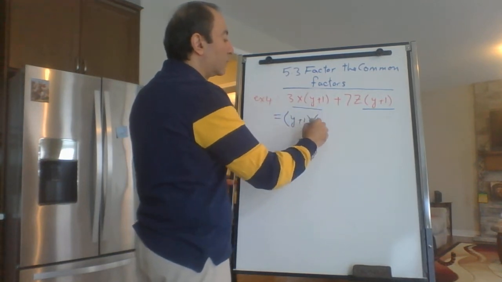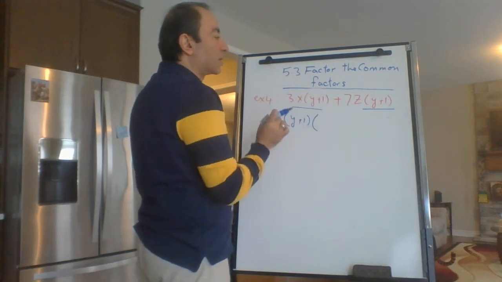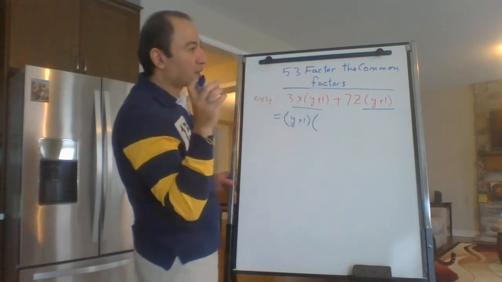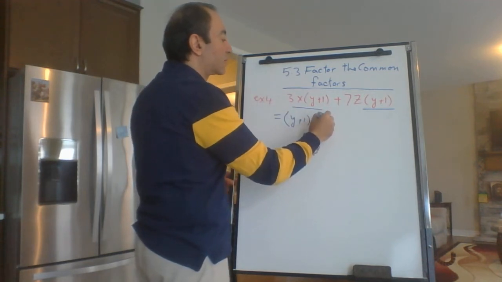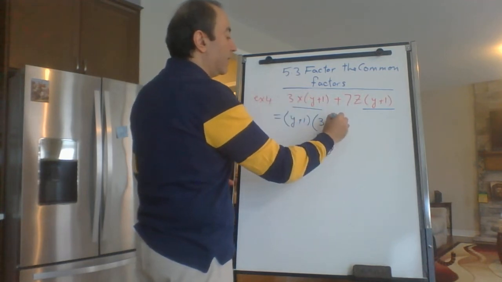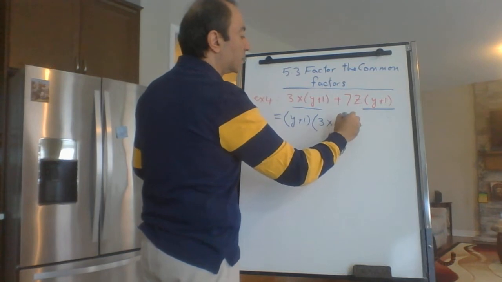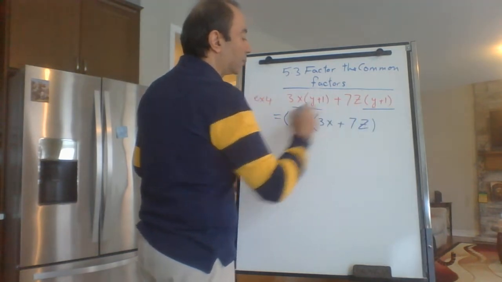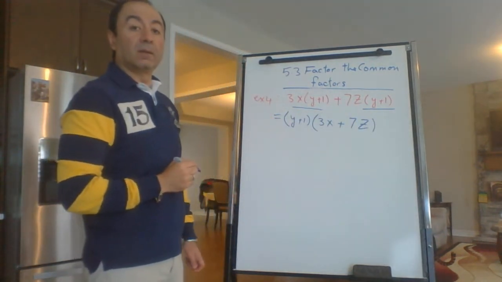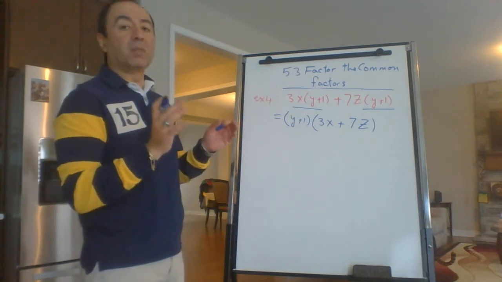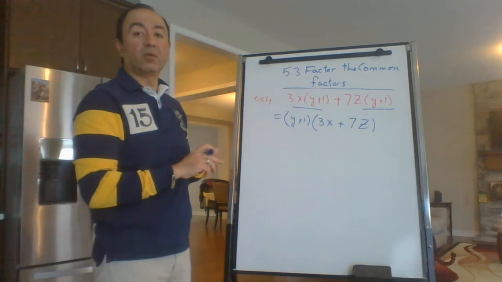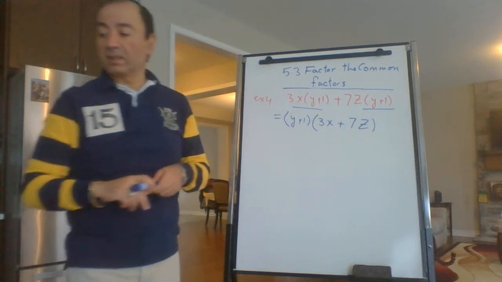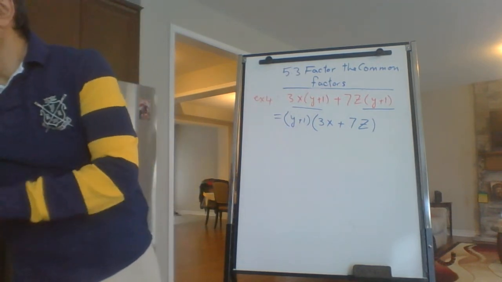When we do that, we're going to divide each term by y plus 1, or we take y plus 1 from each term. What will be left inside? 3x from here and 7z from there. Okay, so it doesn't have to be a number, it could be a term, and we can factor it out the same way. Okay, this is example 4. Let's do example 5.